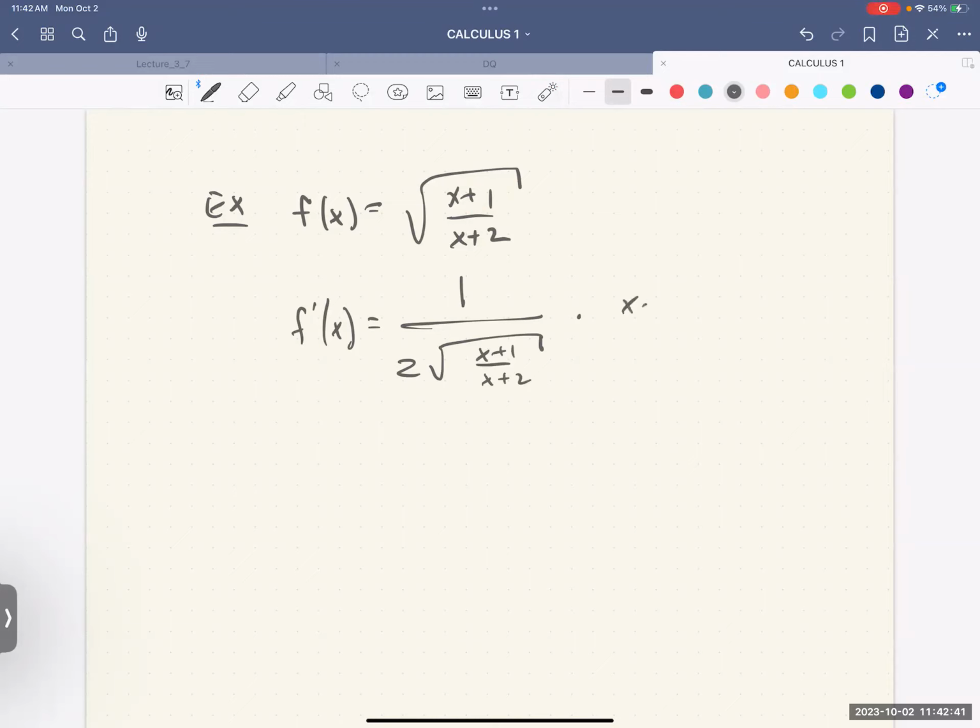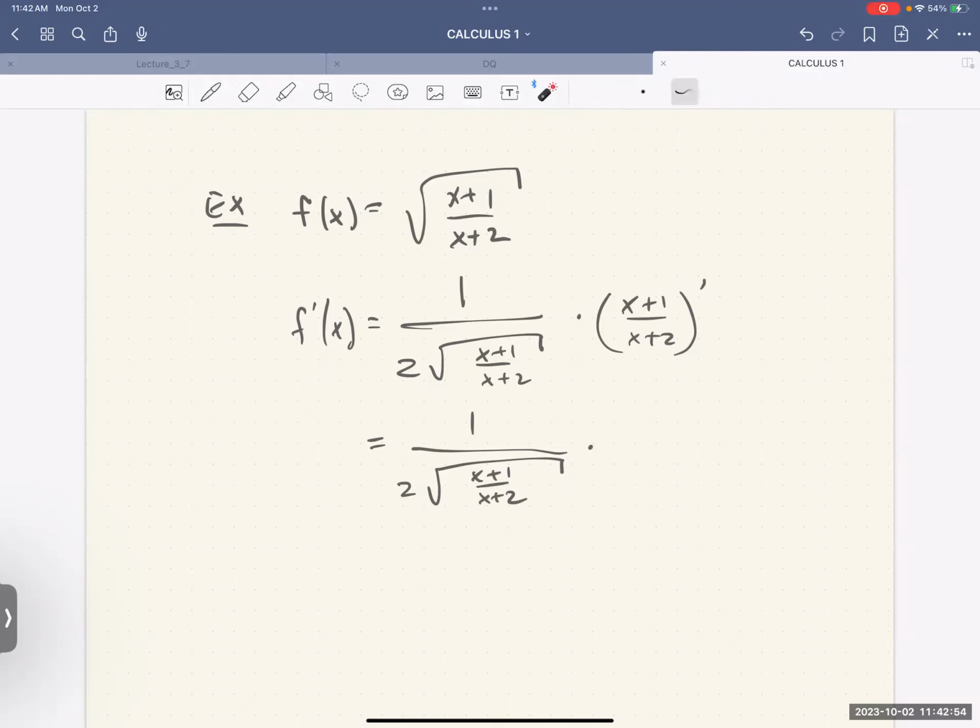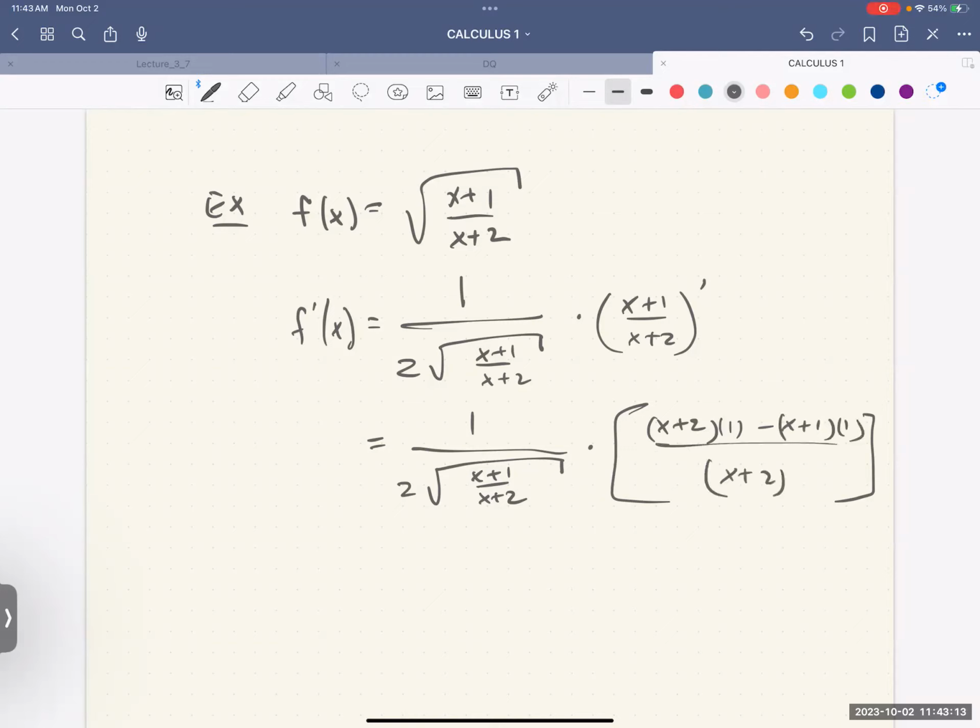times the derivative of the inner function. So we have 1 over 2 root x plus 1 divided by x plus 2 times, and then now for differentiating this, we need the quotient rule. So let's do that. Low function, d high, which is 1, minus high function, d low, which is 1, all over low squared. There you go. There's your derivative. You could simplify this some, but I'm not going to deal with that right now.